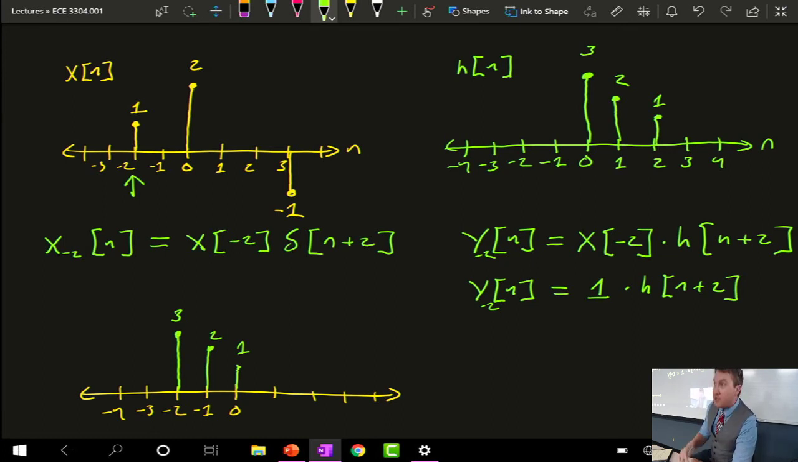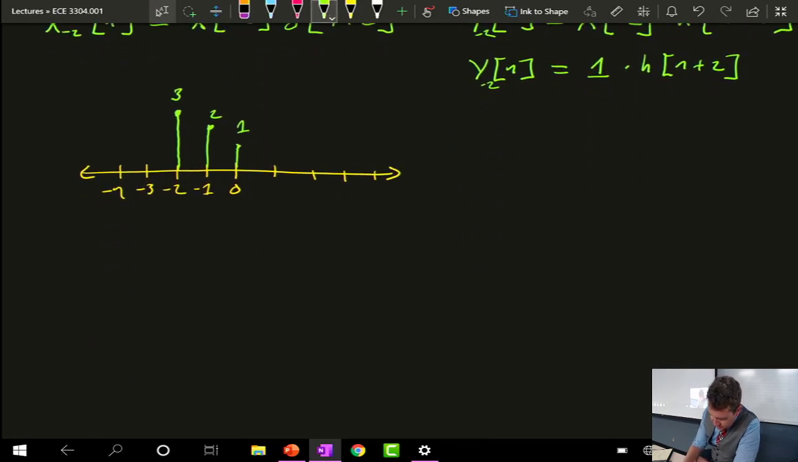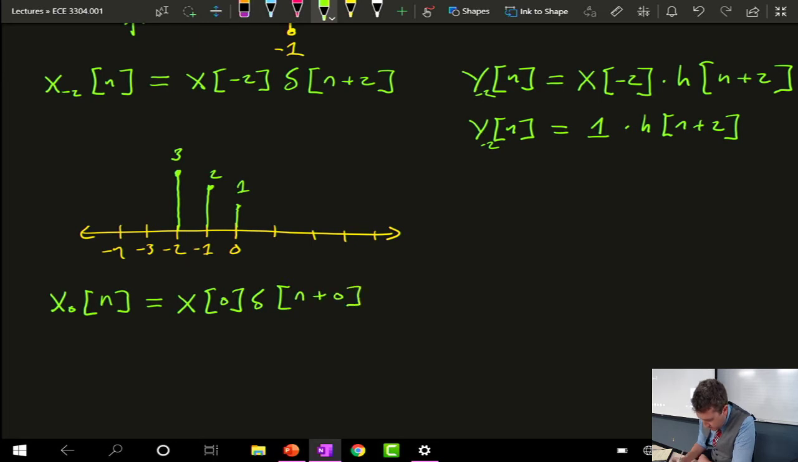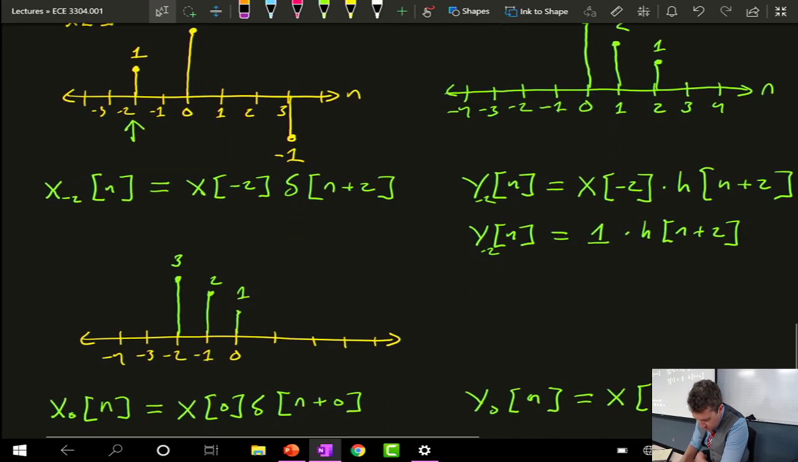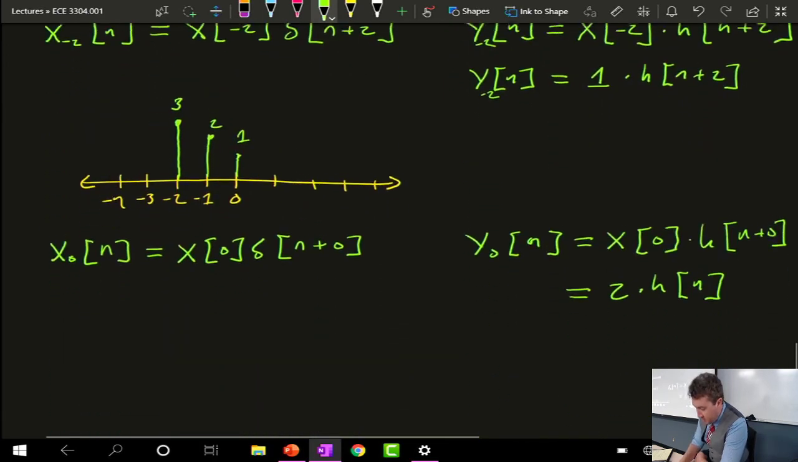All right. So we're just going to do that for every sample and then add it up. So the next one is at 0. So we'll say that we just want to isolate x of 0 at n, and that's equal to x of 0 times the delta function that samples at n plus 0, meaning that y of 0 of n is equal to x of 0 times h of n plus 0. X of 0 was equal to 2. So y of 0 of n is equal to 2 times h of n plus 0, which is just n. So it's not shifted at all, but it is multiplied by 2.